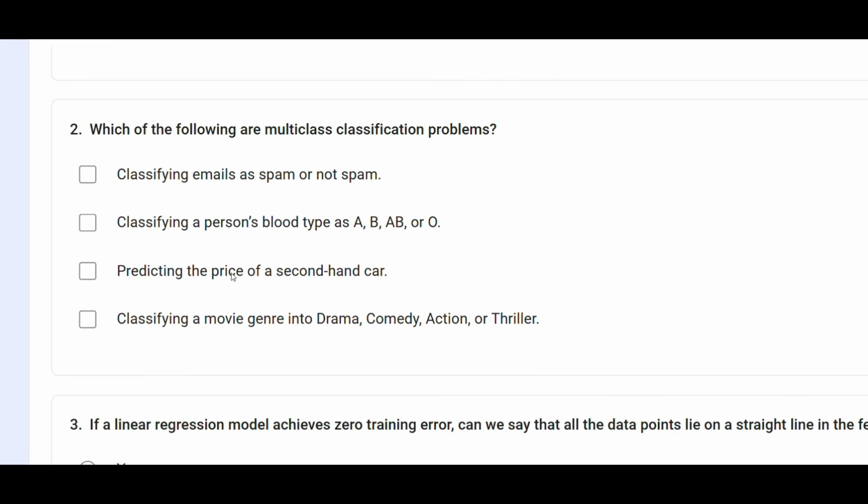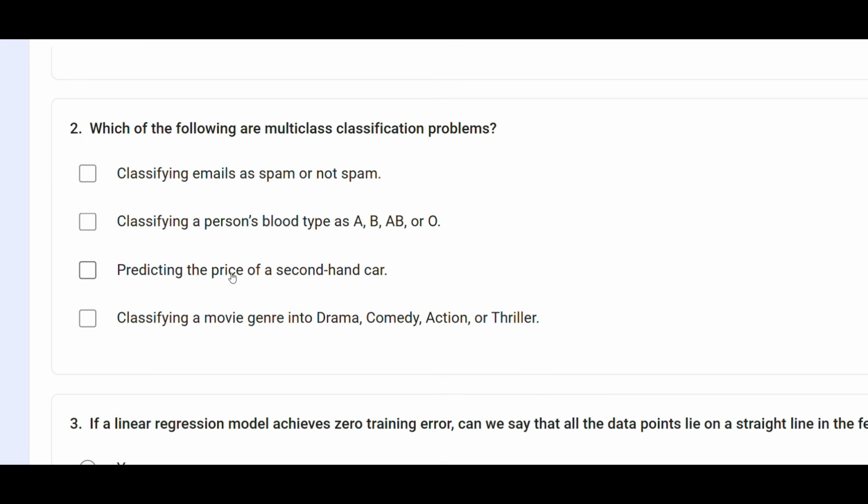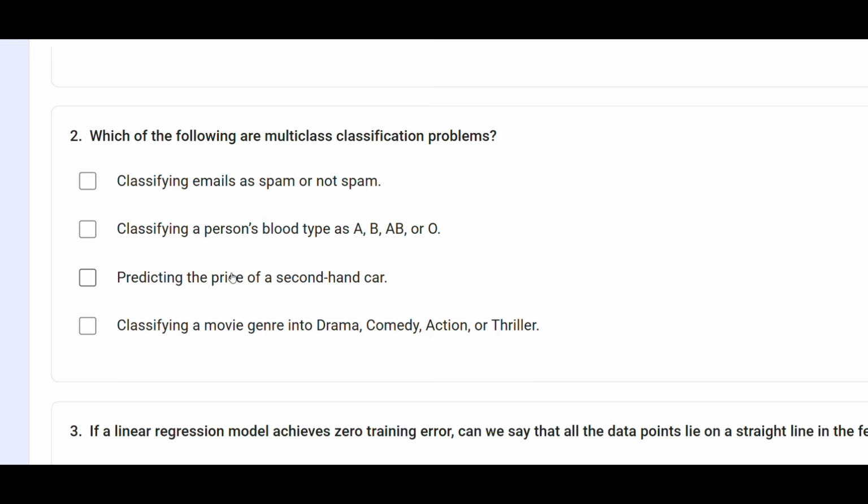Then come to the second question. Which of the following are multi-class classification problems? So multi-class, in this option B is correct. Classify a person's blood type: A, B, AB or O.